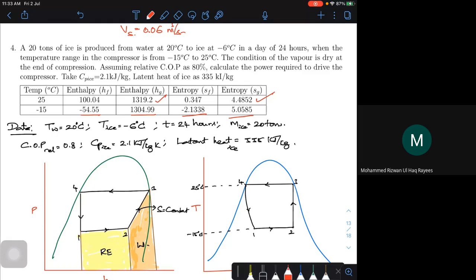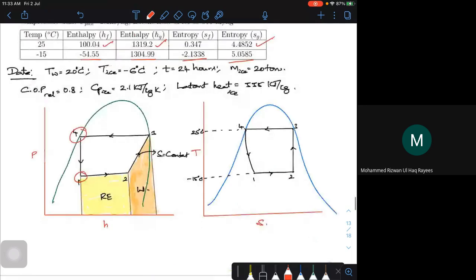What is the enthalpy at point 4? At this particular temperature, it is Hf, which is 100.04. Then what is the enthalpy at point 1? It is the same, because if you look here, H1 is equal to H4. When you expand in an expansion valve or a capillary tube, enthalpy remains constant. So H4 is equal to H1, which is 100.04.